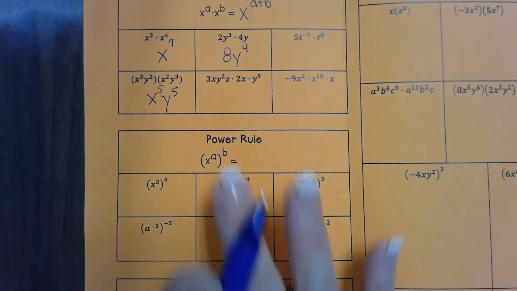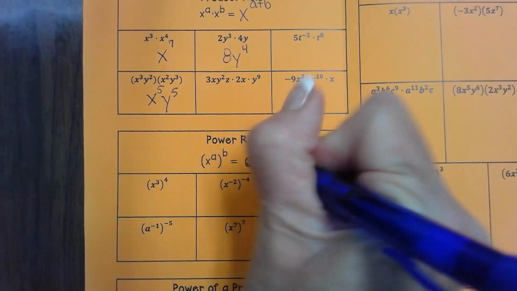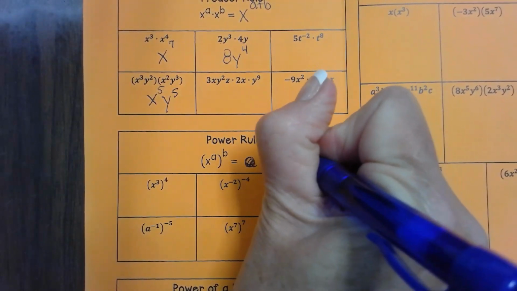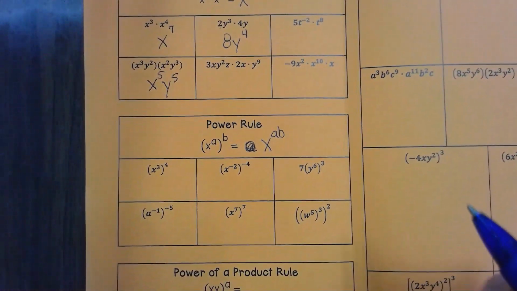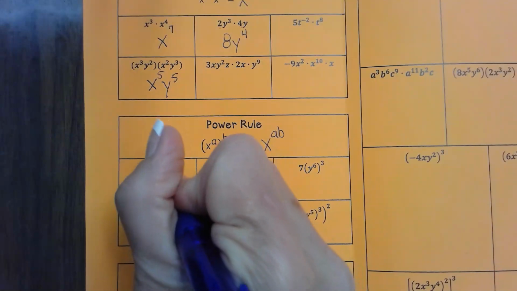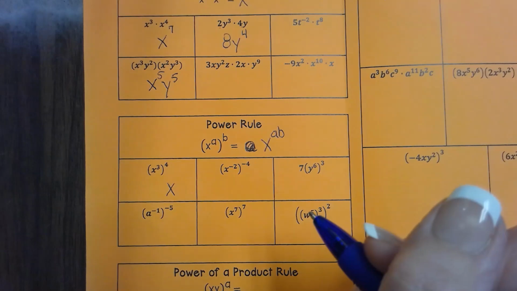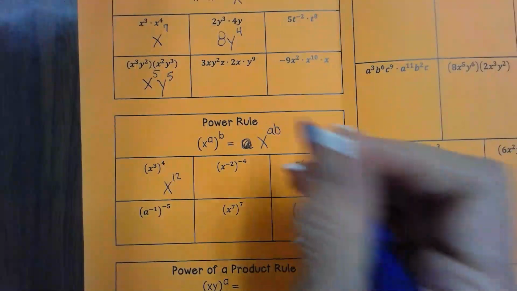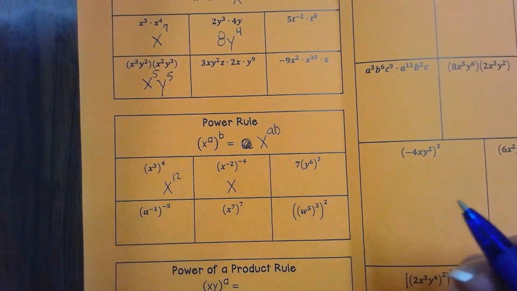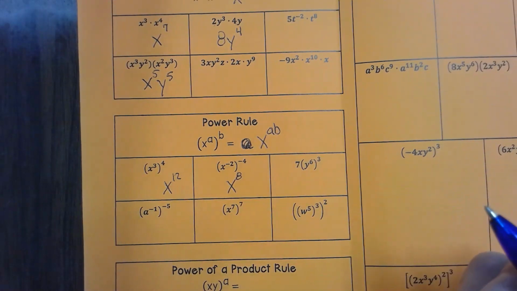All right, the power rule is where we're multiplying powers. Okay? So let's do a couple of those. What do we get when we do this first one? X to the what? 12, because we're multiplying powers. Okay, how about this little guy here? Positive 8, because negative times a negative is a positive.